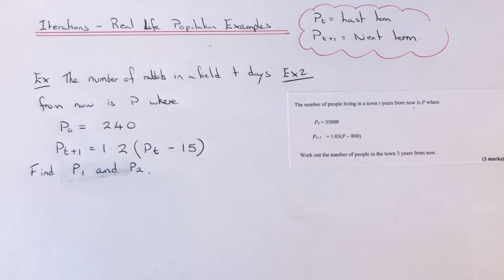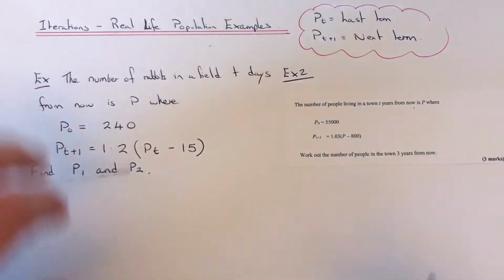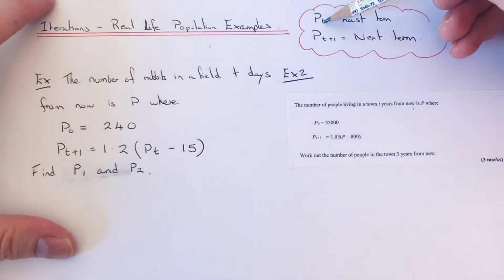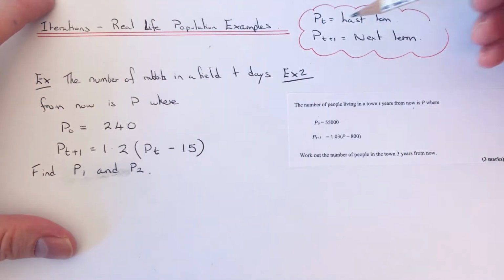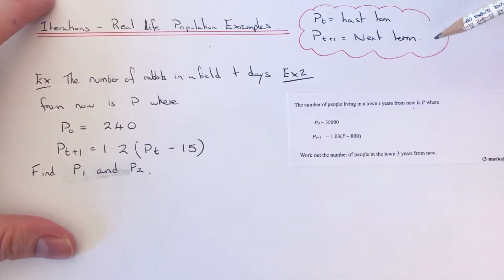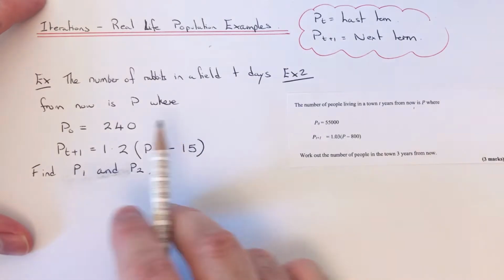Today I'm going to show you a couple of examples on iterations, which are real life population examples. Before you start this, there's a couple of symbols that you need to understand. p little t means the last term, and p little t plus 1 means the next term in the sequence. So let's have a look at example 1 then.